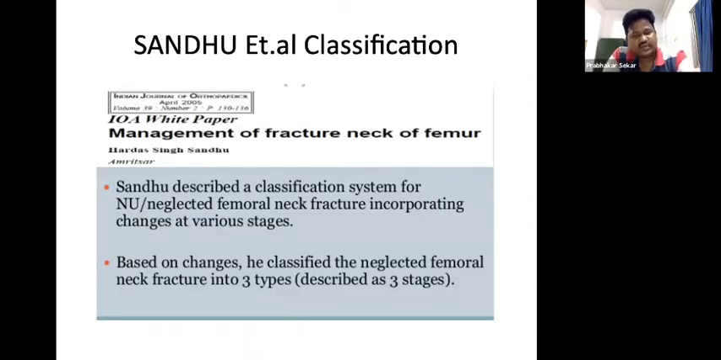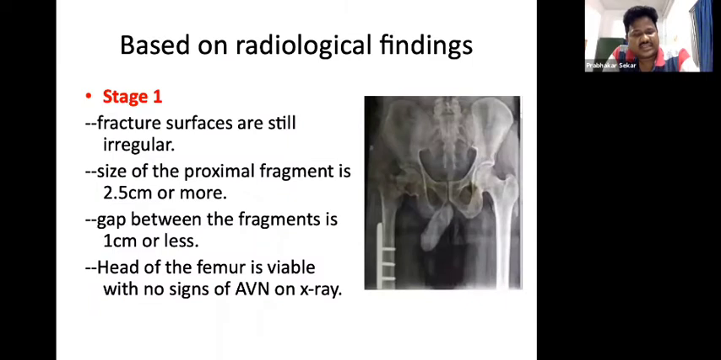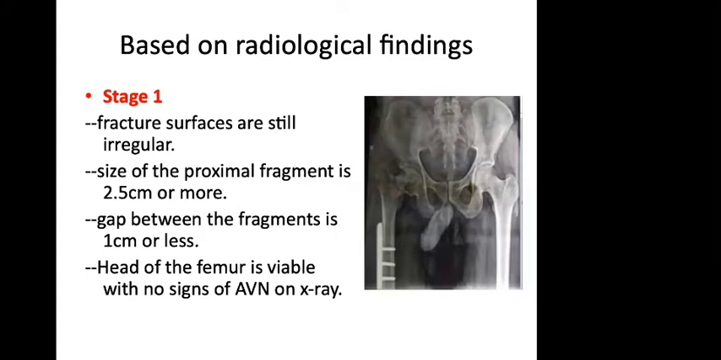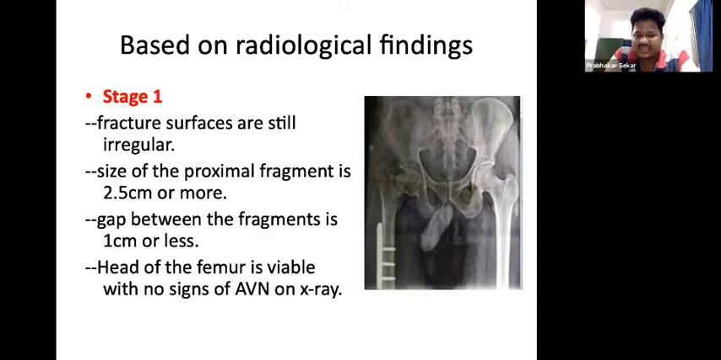Here, Sandhu described a classification system for femoral neck fractures. We classify into 3 stages. The parameters you have to take are the fracture surface, the size of the proximal fragment, the gap between the fragments, and whether the head of the femur shows signs of avascular necrosis or not. So these are the 4 parameters you should take. Stage 1: fracture surfaces are still irregular, the size of the proximal fragment is adequate, that is 2.5 centimeters or more, the gap is less than 1 centimeter, and the head of the femur shows no signs of avascular necrosis.